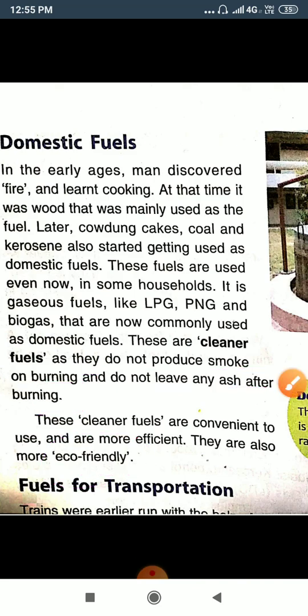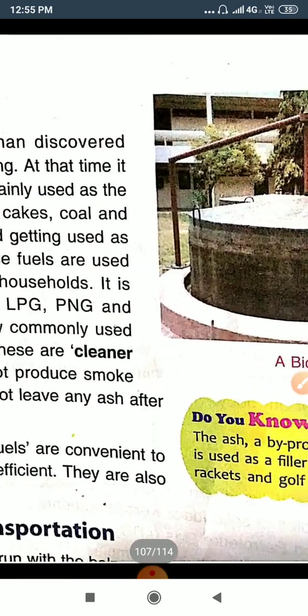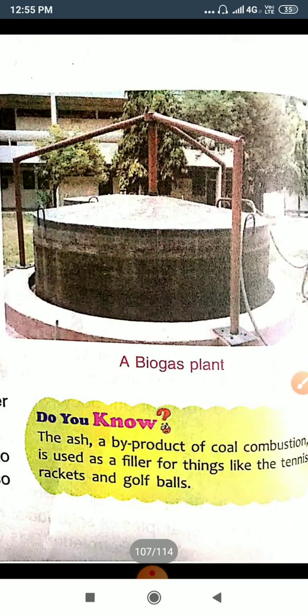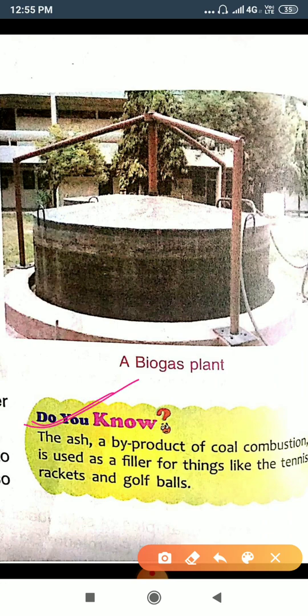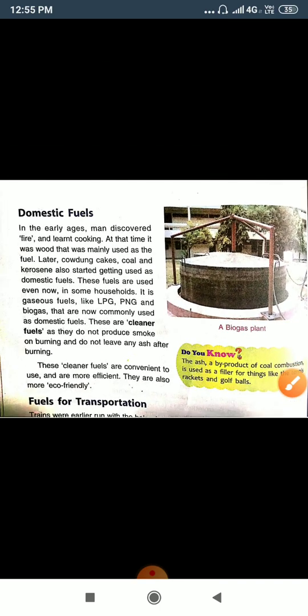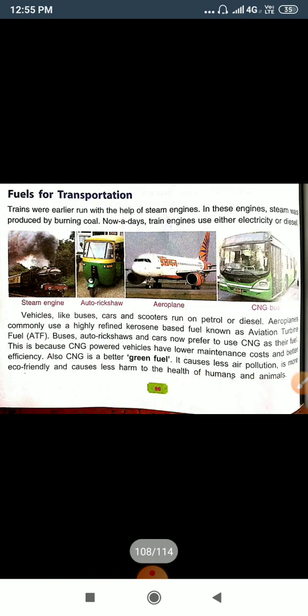Now, one thing that is very important, see this important point. Do you know what is there? The ash, a byproduct of the coal combustion, is used as a filler for things like tennis rackets and golf balls. So you have to learn this. Now move to the next topic, that is the fuels for transportation.